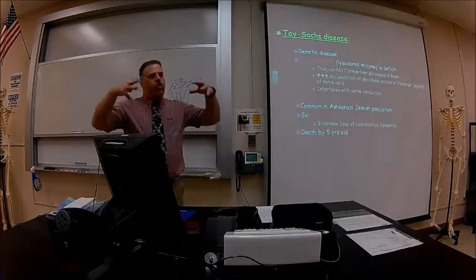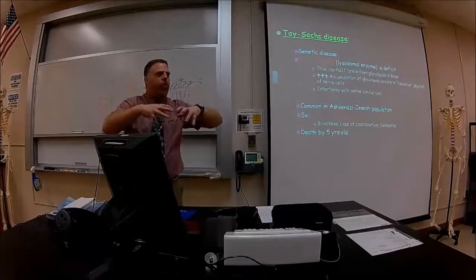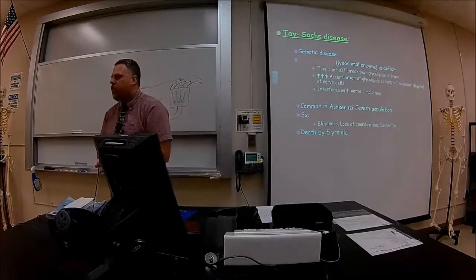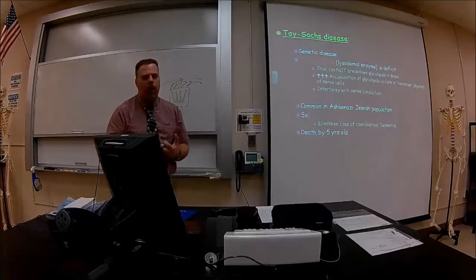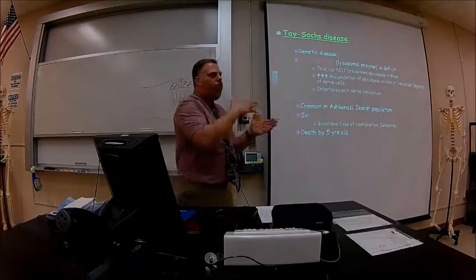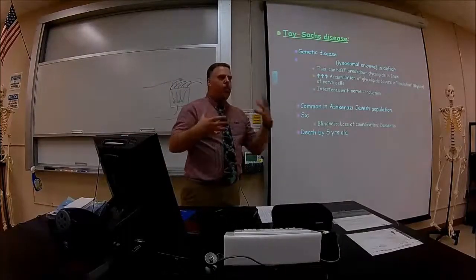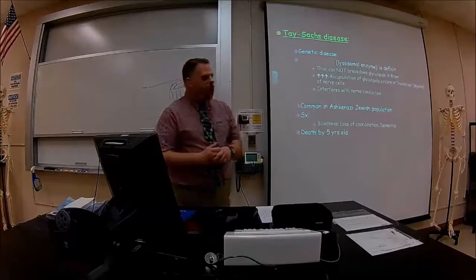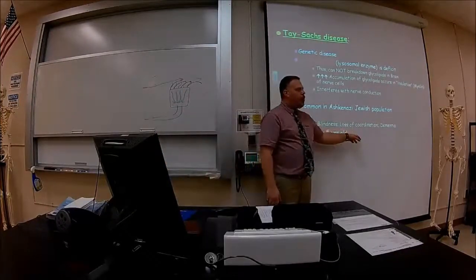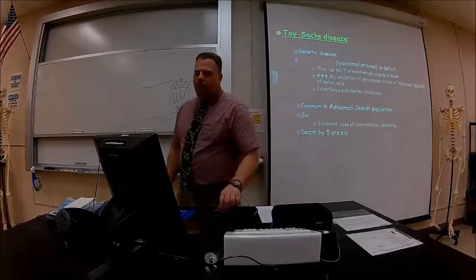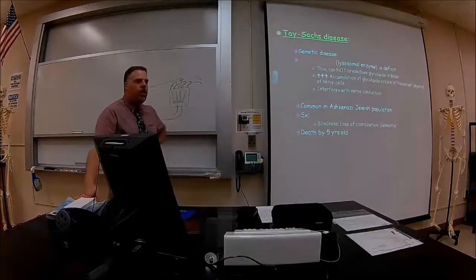And when they get so much, they're going to press down on the nerves, and the nerves won't function. There's too much of it in there. So it's going to interfere with nerve conduction, and that person can't do certain things. It'll lead to blindness, loss of coordination, and eventually dementia. And unfortunately, they usually die by 5 years old. Okay? So I put that. We'll talk more about it when we get to the nervous system.